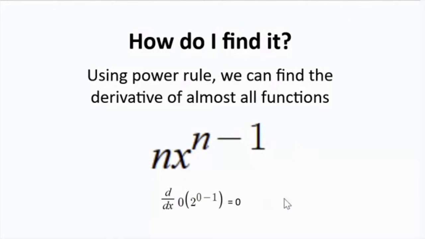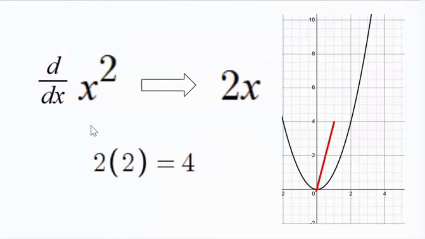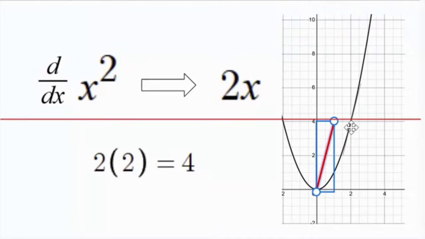The derivative of any coefficient is just 0. You would bring the 2 out to the front and then subtract 1 from the 2, which would result in 2x. If you plug in any number for x, for example, if I plug in 2, I'll get the slope of 4. And if I move this, the slope at 2 is nearly, if not the same.